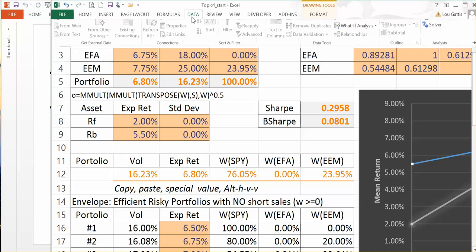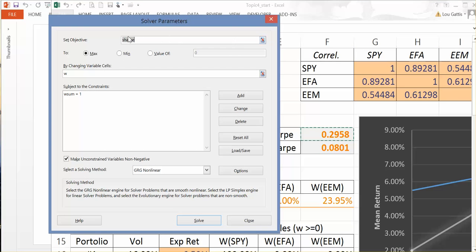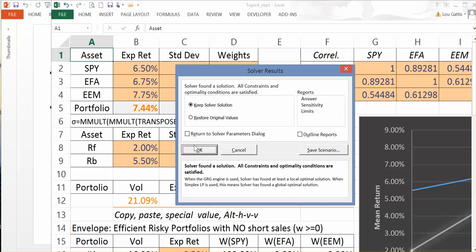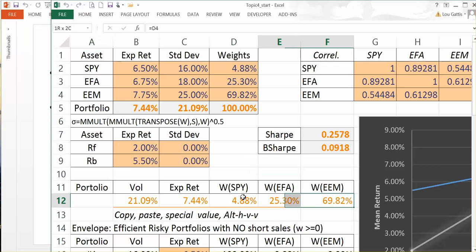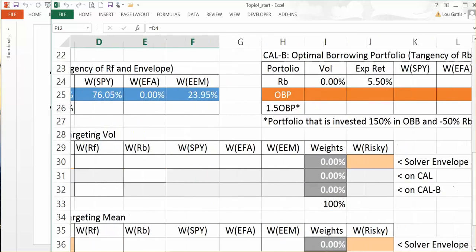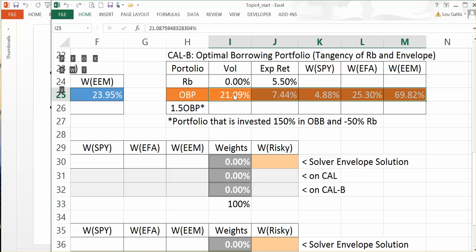So I'll run Solver, Data, Solver. I want to maximize B sharpe by changing the weights. Total investment is 100%. So this is the optimal borrowing portfolio. It's 5% SPY, 25% IFA, 70% EMA. It gives me a return of 7.44 and a standard deviation of 21.09. Copy. And I'll paste that over here, Alt HVV. So this is my portfolio I want to leverage.